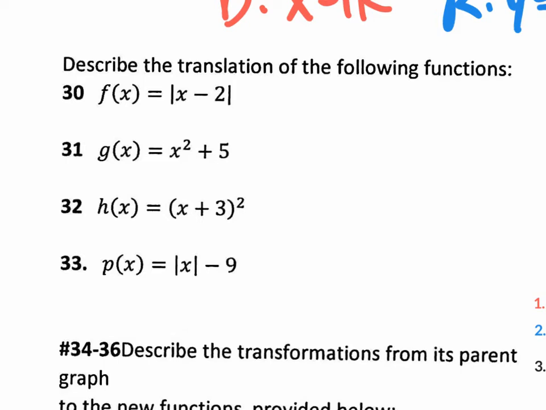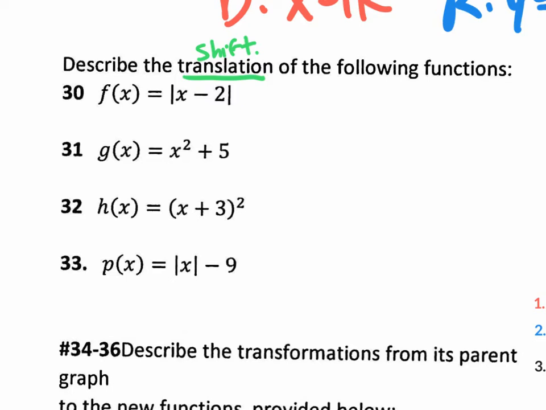Let's all underline the word translation. That's a vocab word that we rarely use. Most of the time I say the word shift, right? So everybody write down right on top of it, shift. But we need to know that the word translation means shift, all right? So let's go through each one of these, or actually I'm just going to go through one of them. You guys are going to go through the rest.